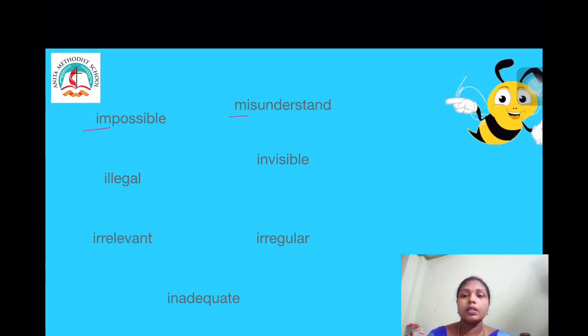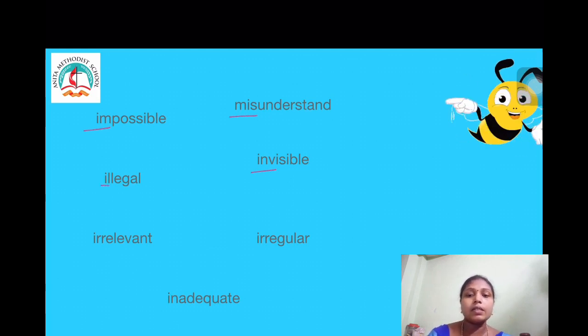The next word is misunderstand. Now find out the root word here. Yes, understand is the root word. So I have added a prefix mis, so it forms misunderstand. Next one is invisible. Visible is the root word. In is the prefix. So it forms invisible.